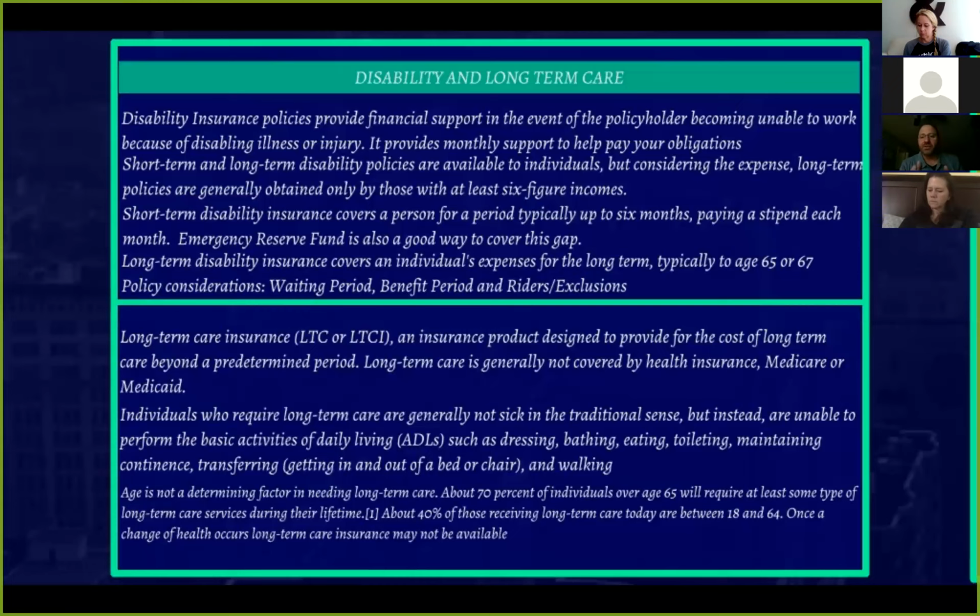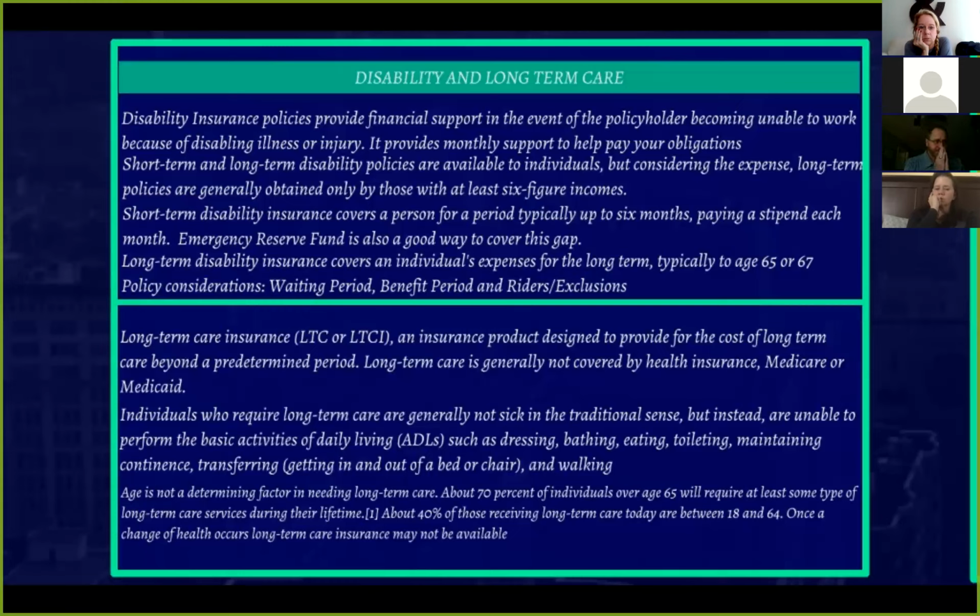So as an example, let's pretend you have a $500,000 life insurance policy. You now have a $500,000 pot of money to use towards long-term care. The rules are virtually the same. So for example, you need to be unable to perform two of the activities of daily living, which I have listed on the screen here as dressing, bathing, eating, toileting, maintaining continence, and transferring.